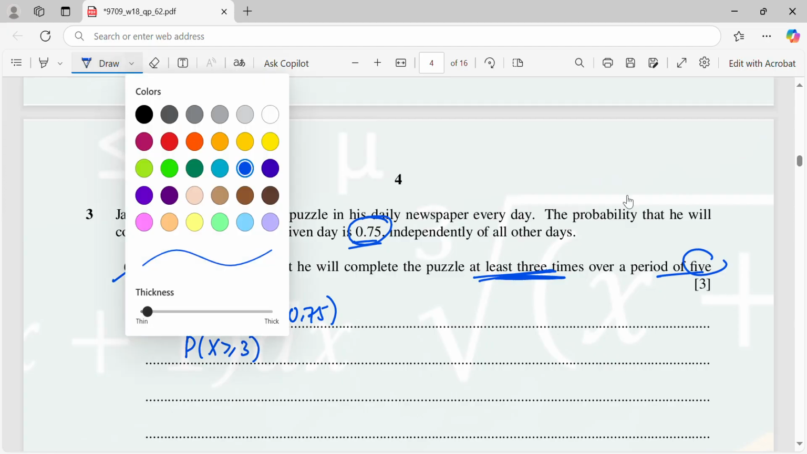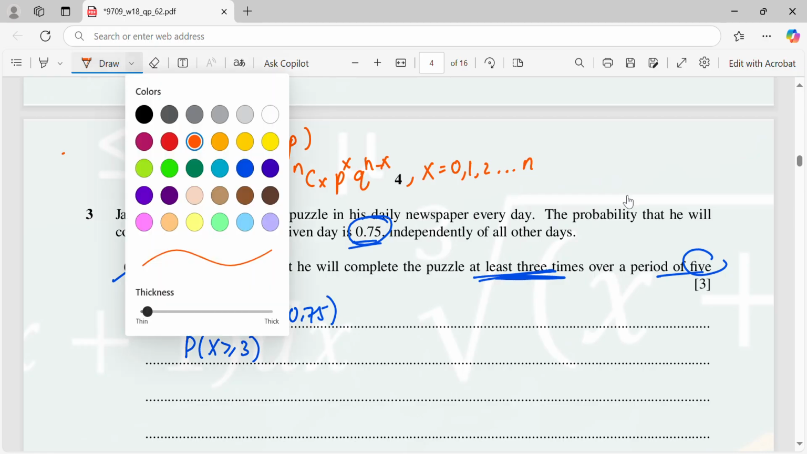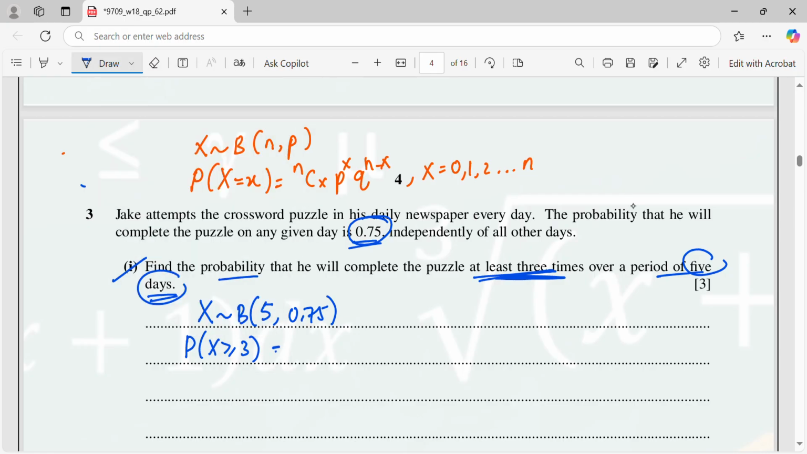For your information, since it is binomially distributed, the probability P(X = x) is nCx p^x q^(n-x), whereby x starts from 0 until n. So from here, at least 3 means that I will just say this is from 3 to 5. Or you can say it is 1 minus 0 until 2, right? So I will just use this calculation to solve the problem.